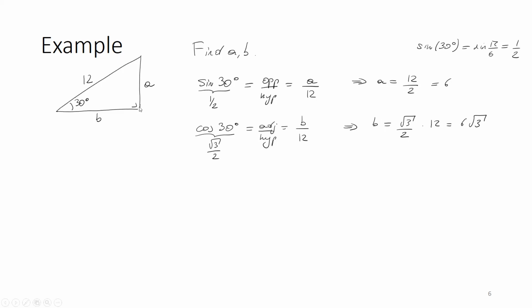And you can check actually with Pythagoras' theorem that if you square these two lengths and you add them together, that you get 12 squared back.